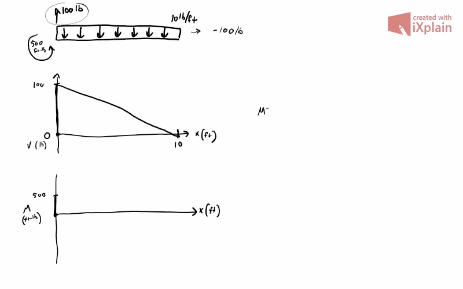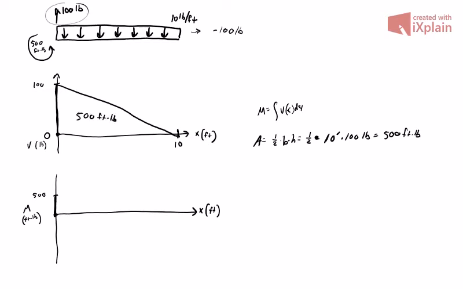And then moment is the integral of shear. So we're going to take that area. It's a triangle, so the area is 1/2 times base times height. The base is 10 feet. The height is 100 pounds. Therefore, we have 500 foot-pounds. Awesome. So 500 foot-pounds.